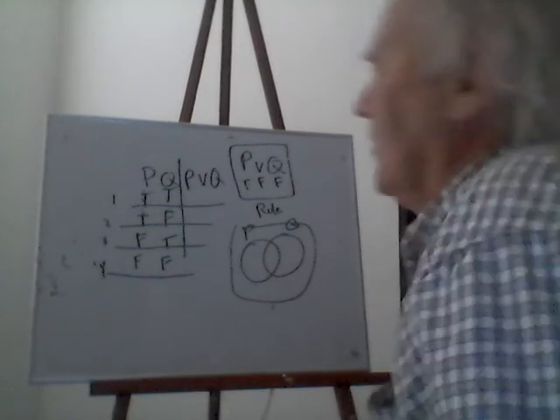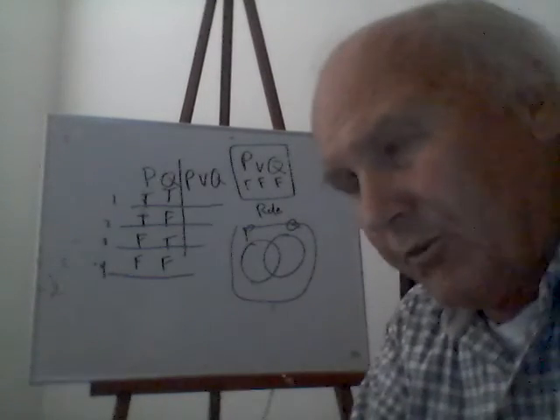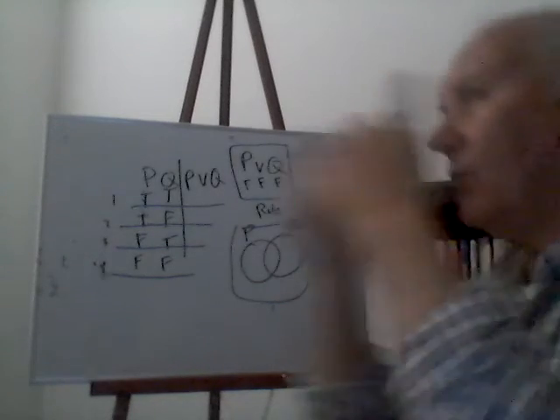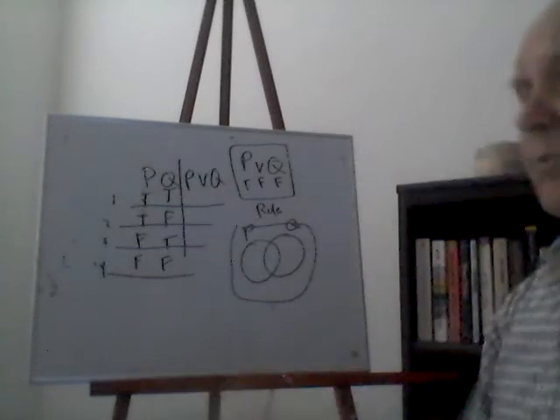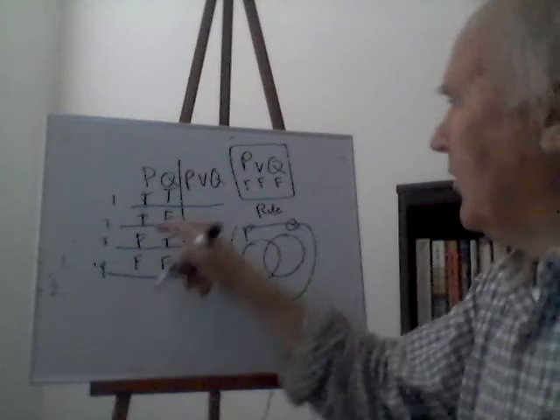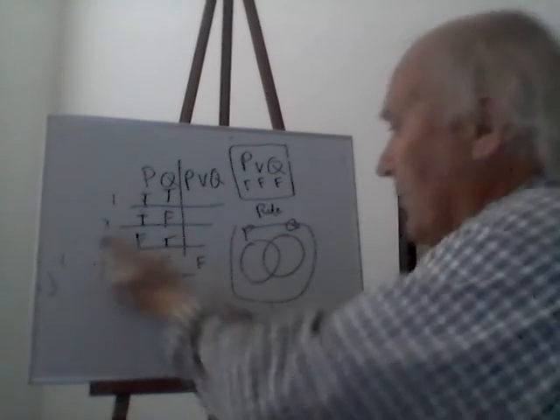P or Q is true when P is true or Q is true, or they're both true. The only time when P or Q is false is when they're both false, because then neither one is true. So P or Q is only going to be false for line 4, because they're both false.